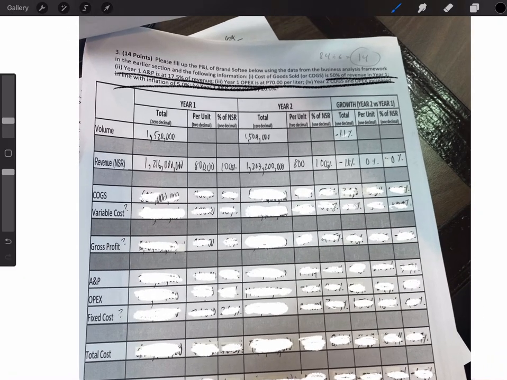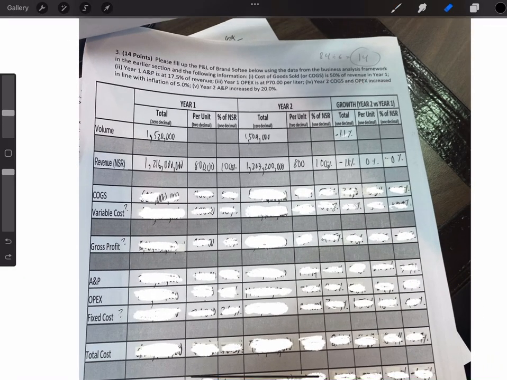So starting with 50% of revenue in year one, that means only in year one, the cost of goods sold was about half of what they made revenue-wise. So you just apply 50%. How do you find per unit? You're just going to do your COGS divided by the volume up here. That will give you the per unit price, and they already told you what the percentage of the revenue is by saying the cost of goods sold is 50% of revenue. So you just put the 50 there.